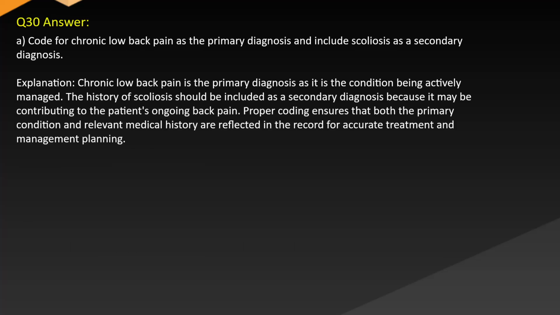Answer A. Code for chronic low back pain as the primary diagnosis and include scoliosis as a secondary diagnosis. Explanation. Chronic low back pain is the primary diagnosis as it is the condition being actively managed. The history of scoliosis should be included as a secondary diagnosis because it may be contributing to the patient's ongoing back pain. Proper coding ensures that both the primary condition and relevant medical history are reflected in the record for accurate treatment and management planning.